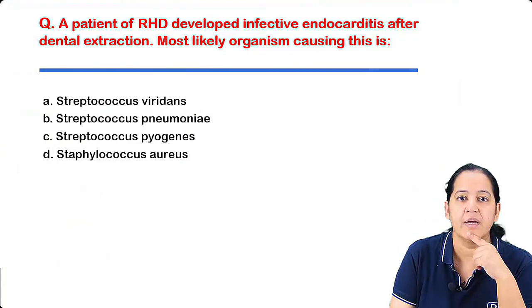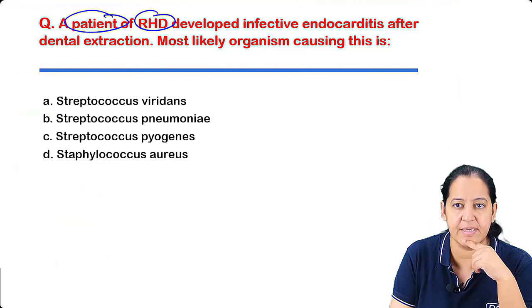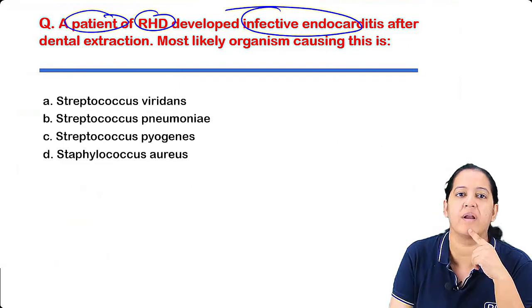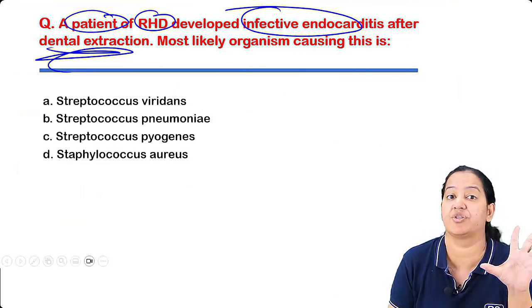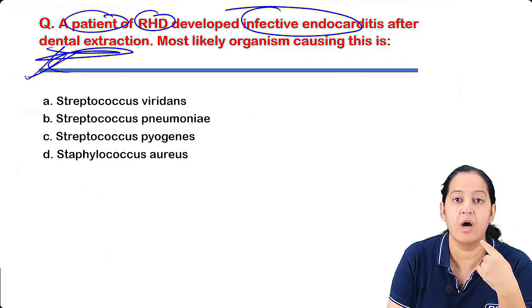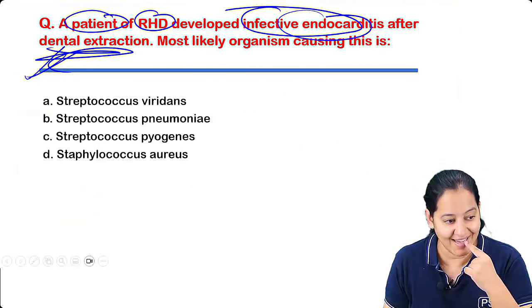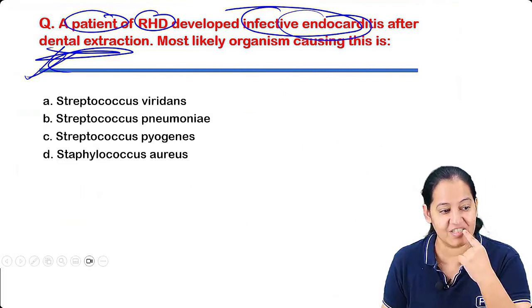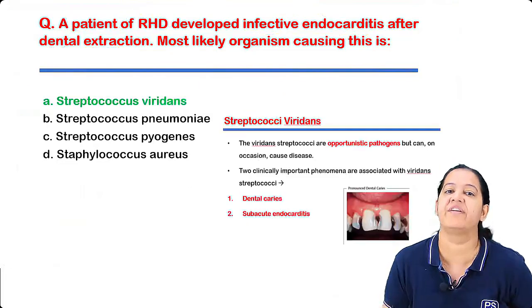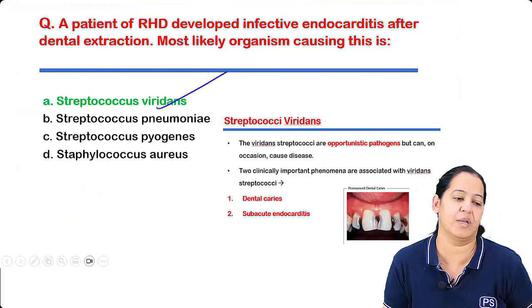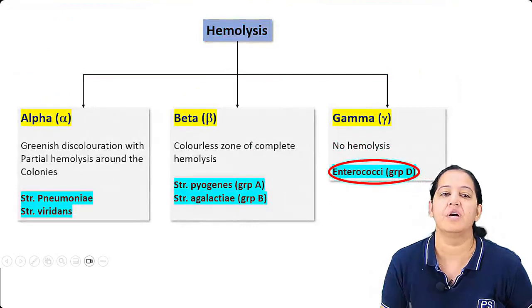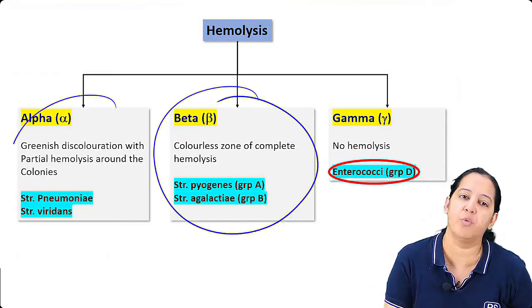Read the question. There is a patient with rheumatic heart disease having infective endocarditis after dental extraction. Typical question. The patient had a dental extraction and after that endocarditis. So after dental extraction, heart involvement, it has to be viridans. So the correct answer is viridans only. You get a typical question. So we are done with both beta, we are done with both alpha.